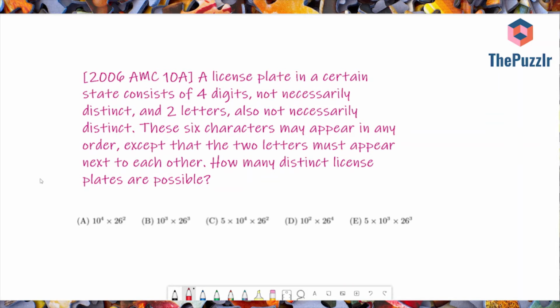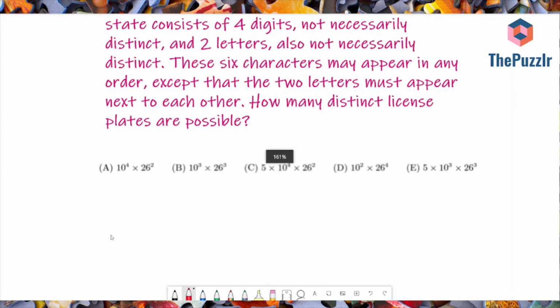Okay, so let's pick the 4 digits first, not necessarily distinct, that's 10 to the power of 4, because we have 10 choices for each digit, and then 2 letters, that's 26 squared. Now we have to find the number of ways to arrange them such that the 2 letters must appear next to each other. Well, that's pretty limited.